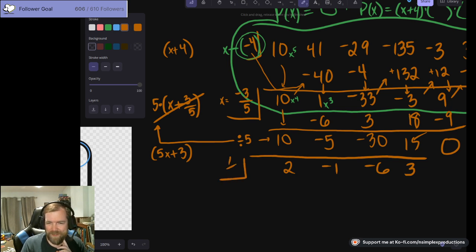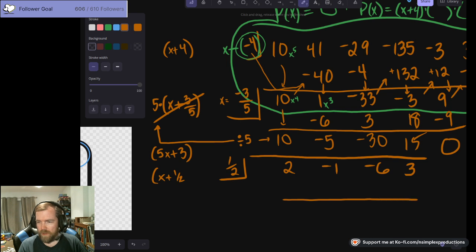Okay, and the other one we had was a 1/2, which should be x plus a half. We'll deal with that later. So for right now, it's going to be a 2. A half of that is 1, add is 0. Multiply is 0, add is negative 6. Multiply by half is -3, add is 0.